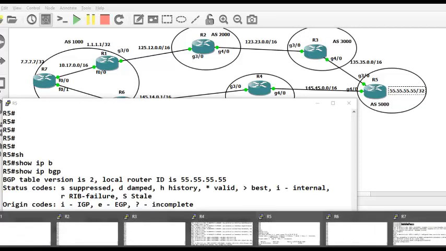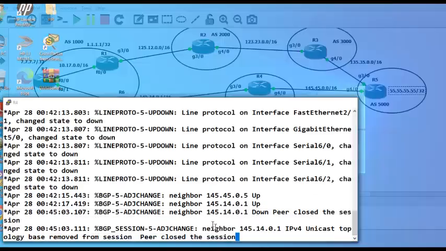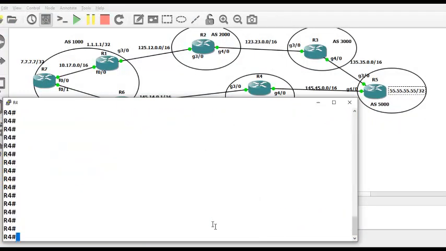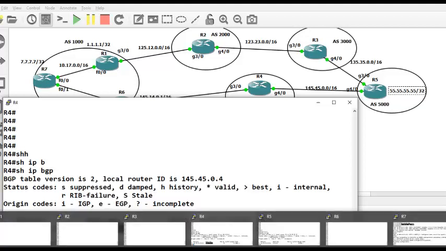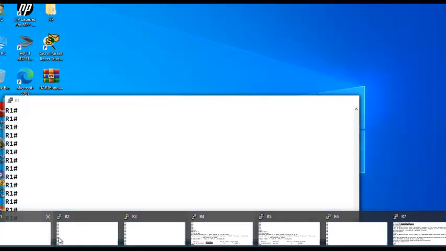Let's check R4, which is the immediate autonomous system. Show IP BGP. R4 is also learning it. See, it's learning from autonomous system 5000. Next hop is the IP address of the next autonomous system, which is router 5. Now let me show the same output on router 2.